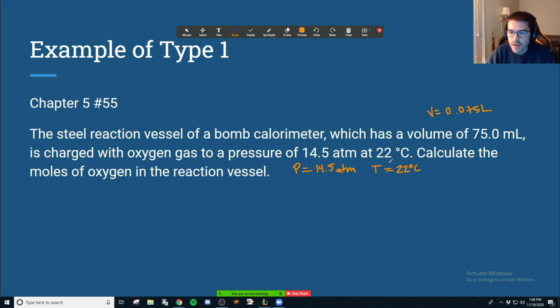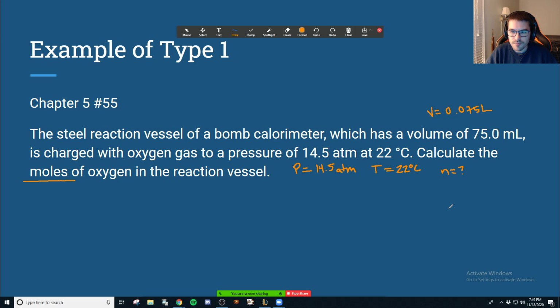Okay, and so these are the things that I would write down first when you get to this problem. As you're reading it, write these things down on your paper. These are your conditions. And you can see there's nothing changing here. We're not going from one pressure to another, or from one temperature to another, or from one volume to another. We're just asked to calculate the moles of oxygen, so N is our missing variable here.